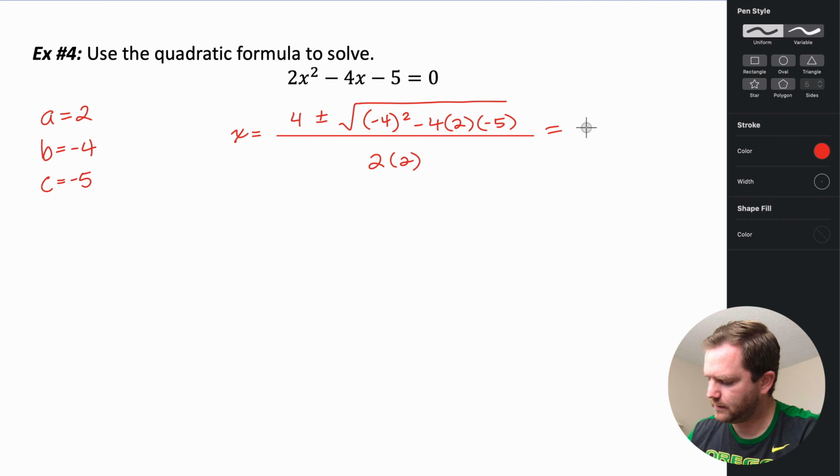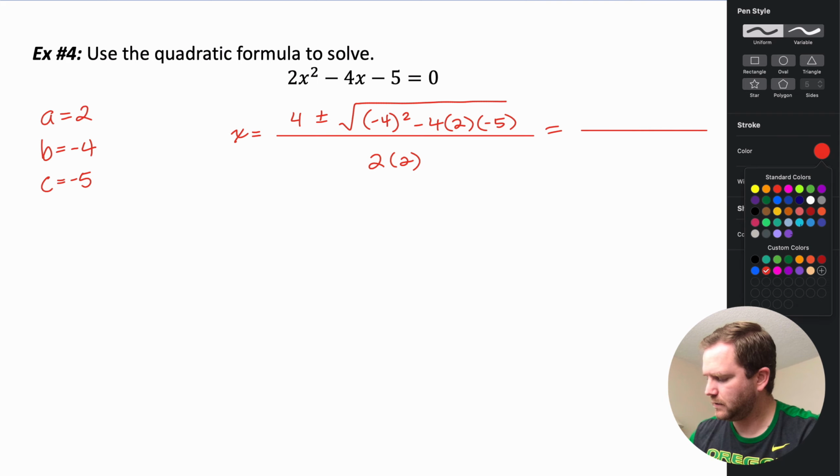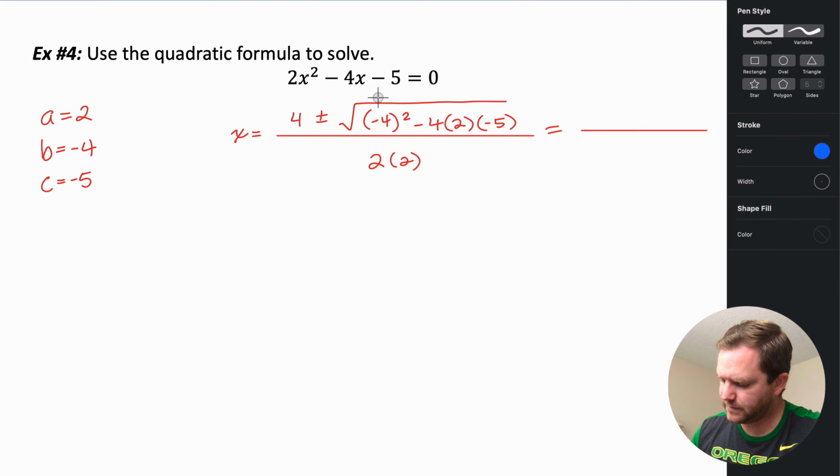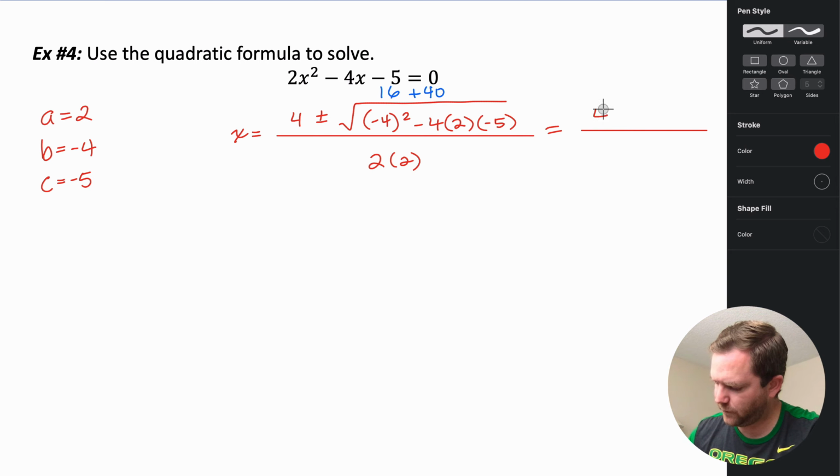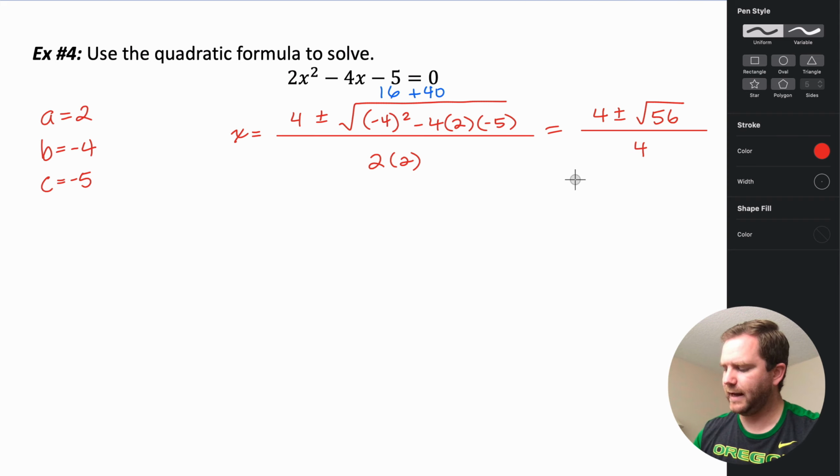So what do we get from this? -4 times -4 is positive 16. -5 times 2 is -10. -10 times -4 is positive 40. So I'm going to get 4 plus or minus the square root of 16 and 40, that's 56, divided by 4. Now, I think we're going to have to do some reducing here.